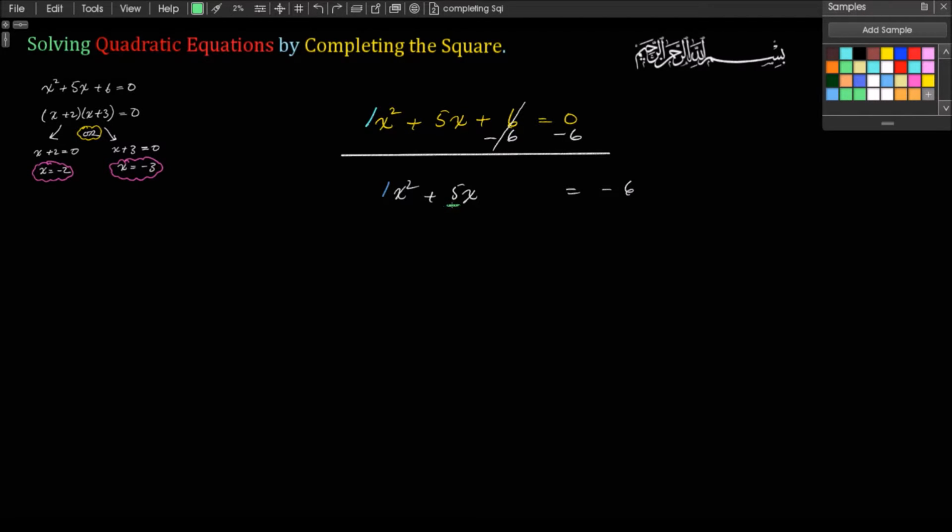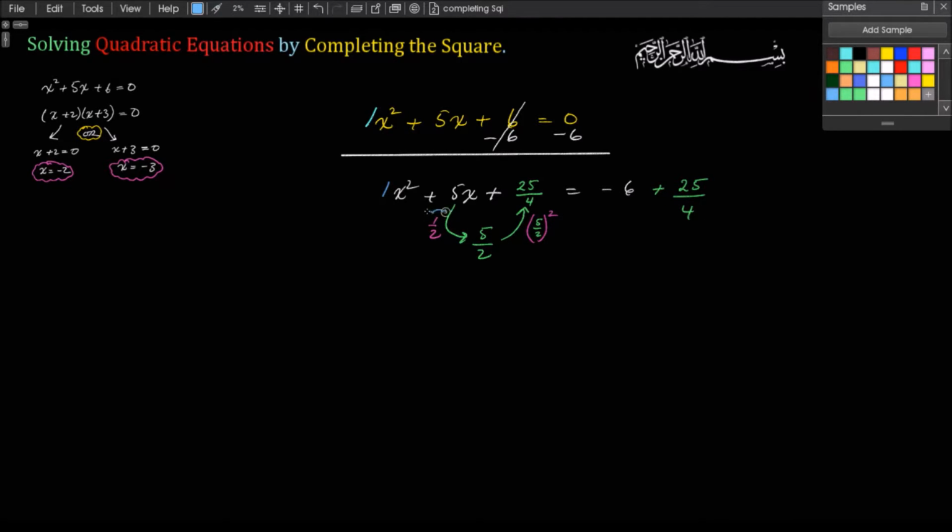Now what you do is this. You take this coefficient, divide it by 2, and then you square it, and you write that over here. So that's going to be 25 over 4. But as you know, you can't just add stuff to one side of the equation. Whatever you do to one side, you must do to the other side. So we add 25 over 4 also to the other side.